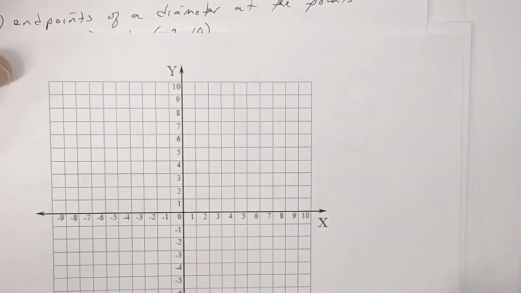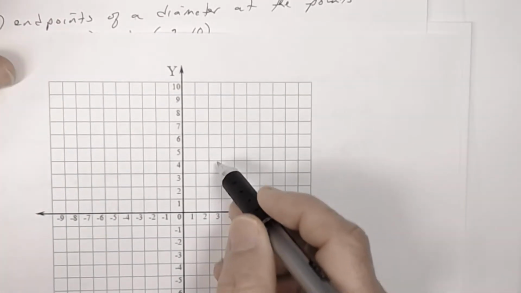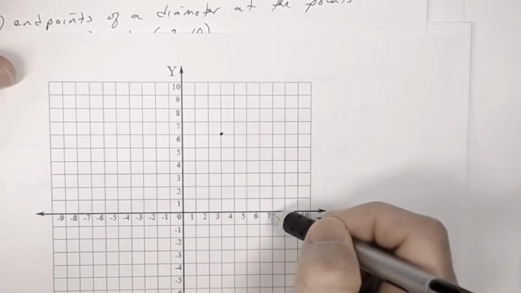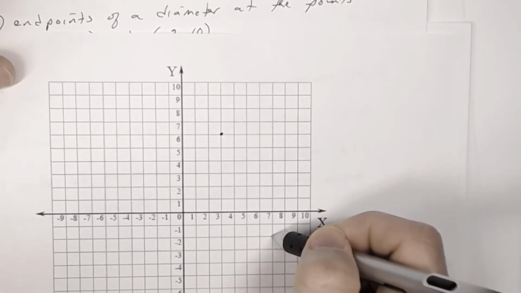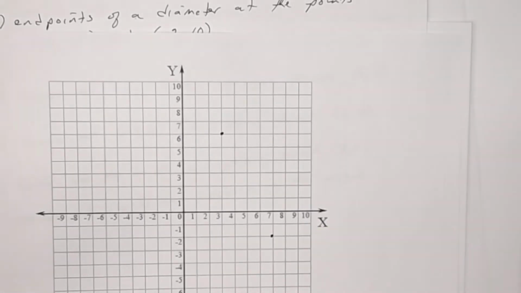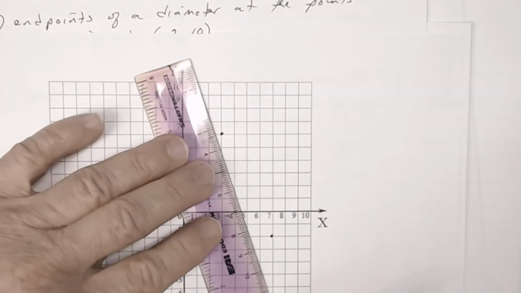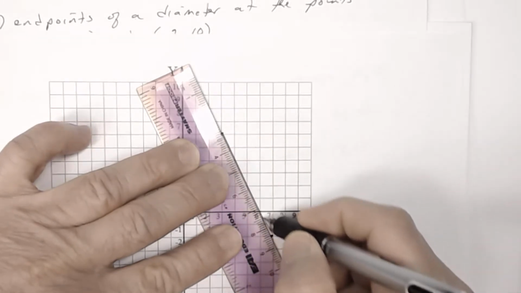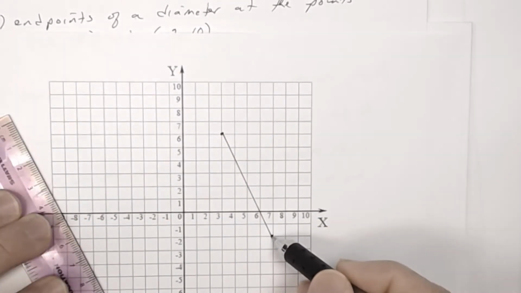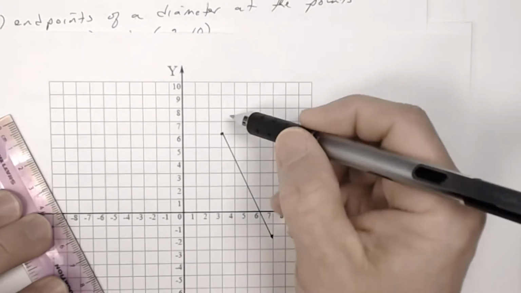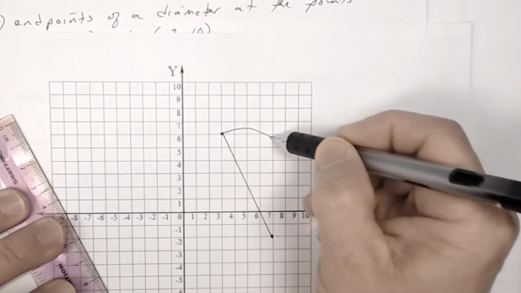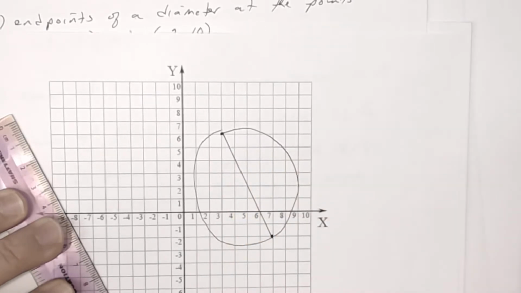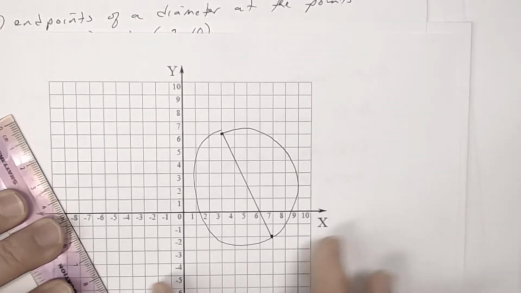So if you look at the point (3, 6) right here, that's the point (3, 6). And then the other point is (7, negative 2), which is here. If I look at that diameter, I get this. Now remember, this is the diameter of a circle. So if I were to draw that circle, and I'm going to do a very bad job at it, I'm going to get something that looks like this. I did a very bad job at this circle, but the point being this.